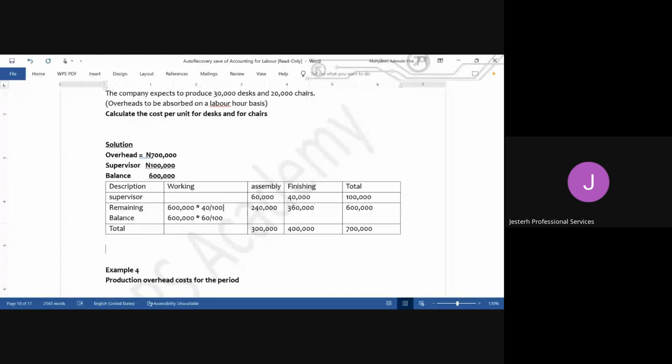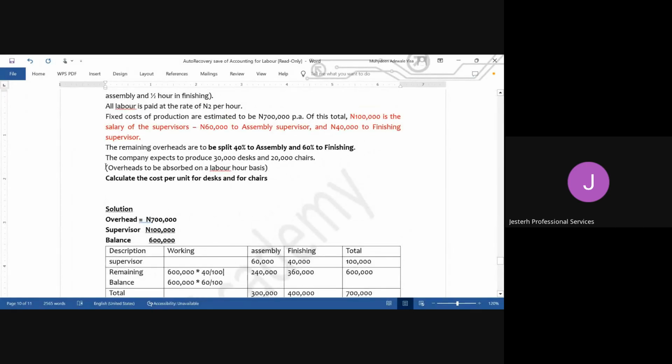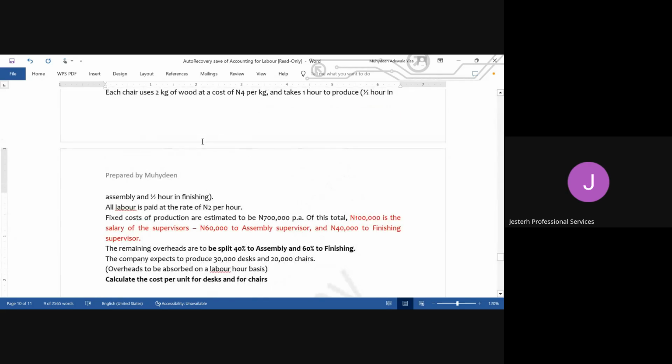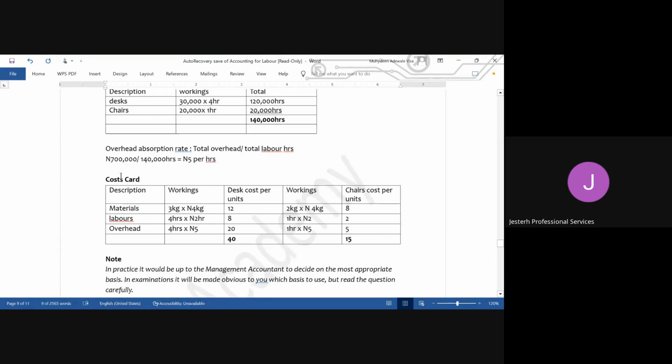Now, the next thing to do is to know how much is going to be our cost based on this level. Remember, this very one, the overhead should be absorbed on the labor hour basis. So let me just bring the one we did before, not to take much time. So this is what we did.